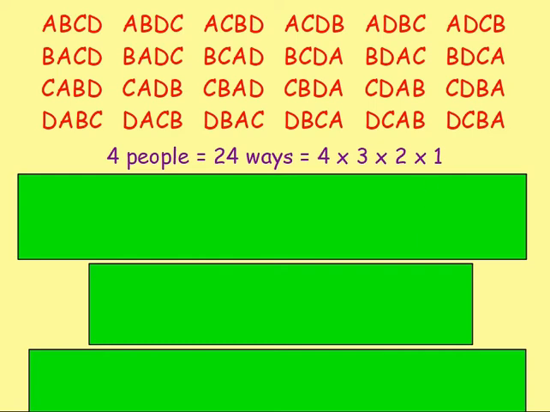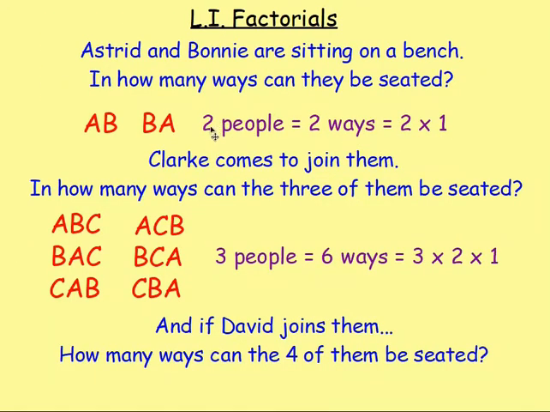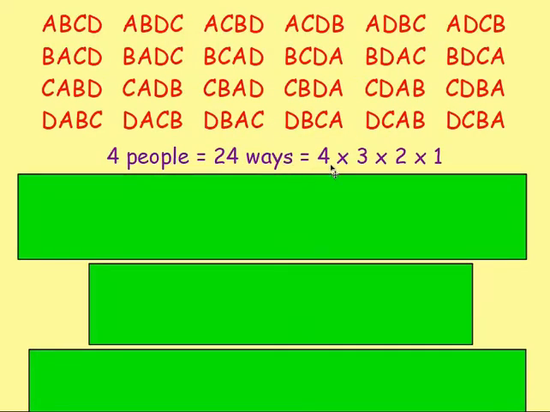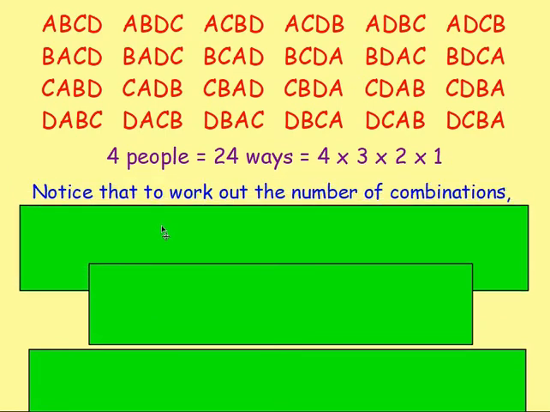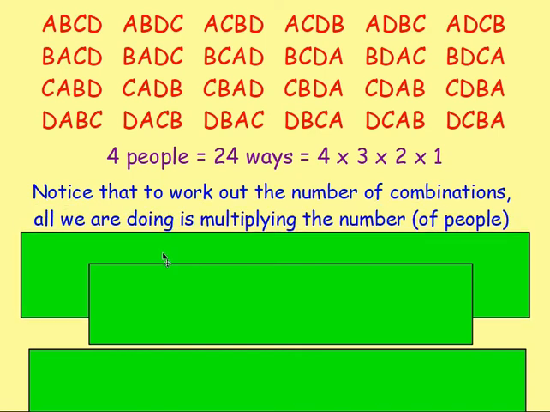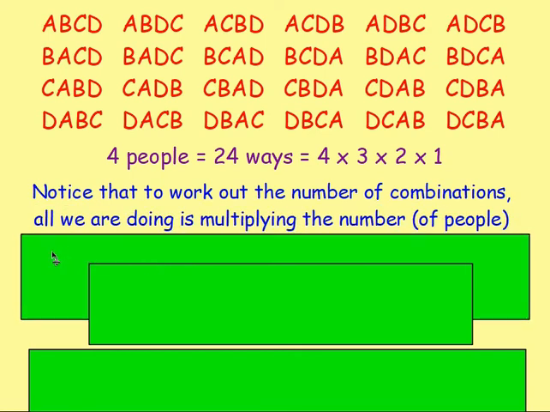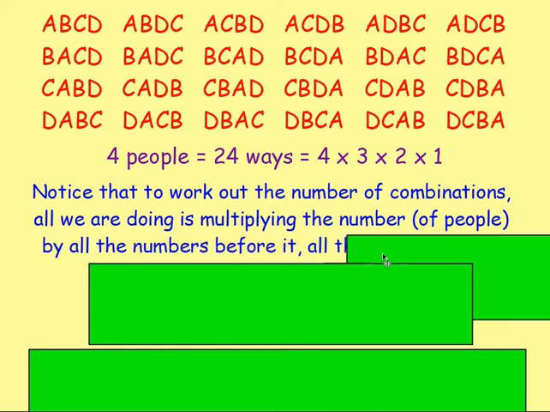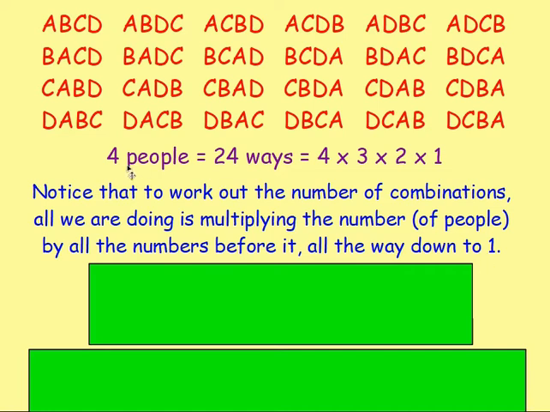What you may be noticing with each of these: if there are 2 people, if you do 2 times 1, you get the number of ways. If there's 3 people, you do 3 times 2 times 1, you get the number of ways they can be seated. And if you have 4 people, if you do 4 times 3 times 2 times 1, you get the number of ways the 4 people can be seated. So to work out the number of combinations, all you're doing is multiplying the number, in this case the number of people, so 4 people, by all the numbers before that, all the way down to 1. So 4 people, you're doing 4 times 3 times 2 times 1.